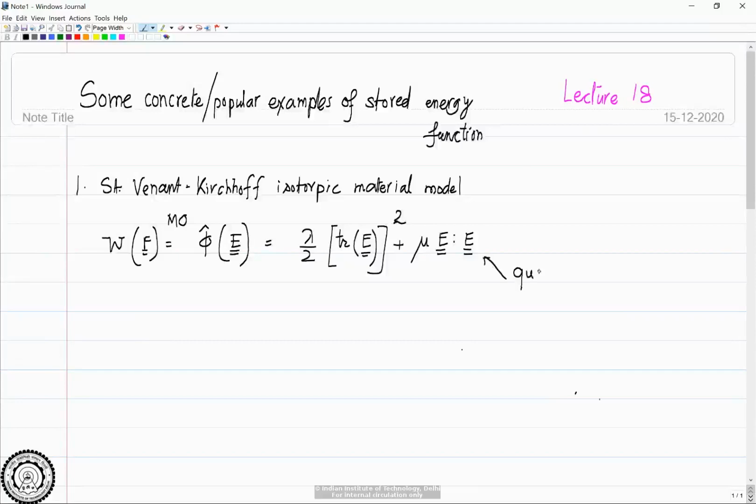It's quadratic, unlike the one that we derived in the last class, where it was some arbitrary function of invariants, and we said that it has infinite constants. But this is a quadratic isotropic model.